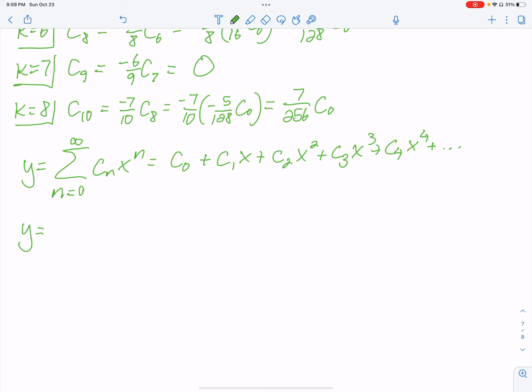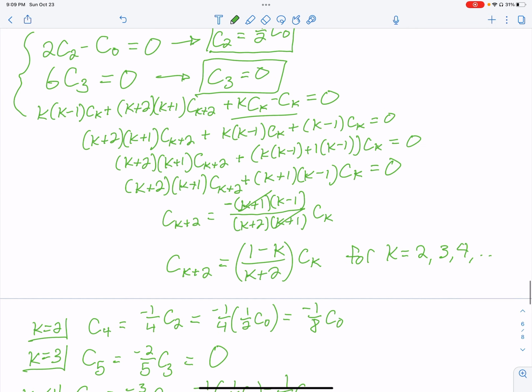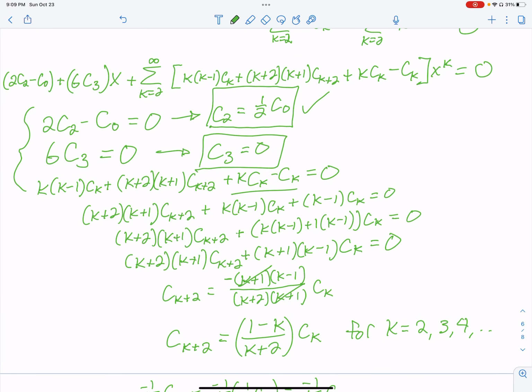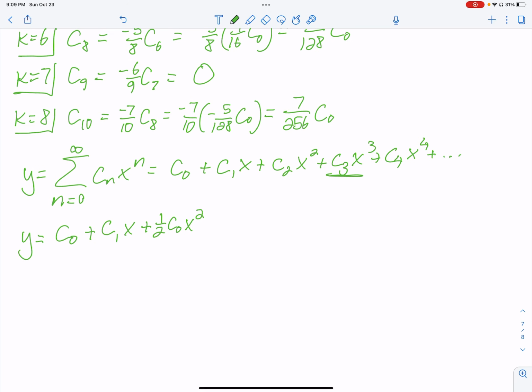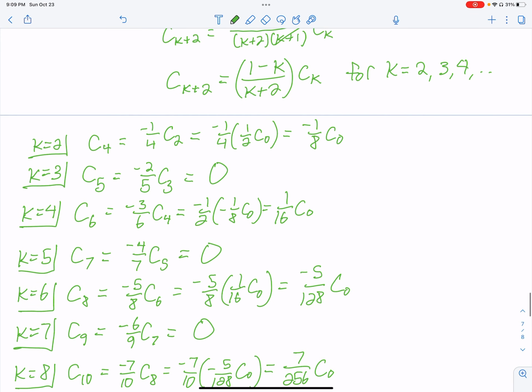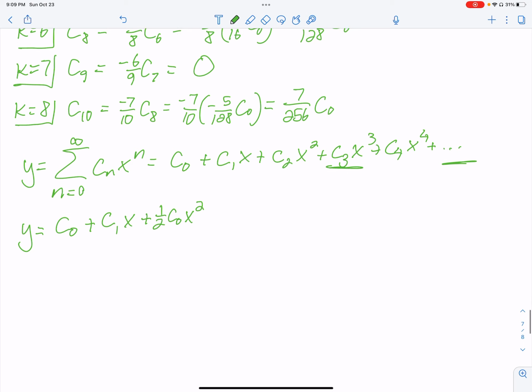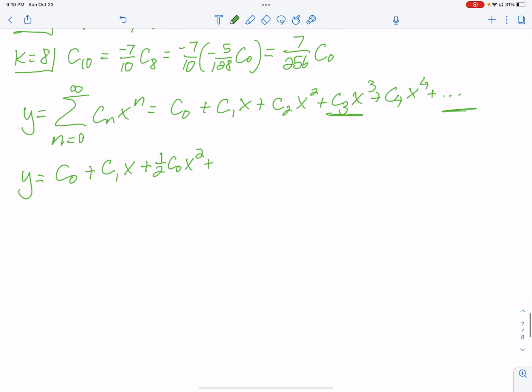So I write out my answer. C naught plus C1x. I didn't change any of that. And then I got to start filling everything in. Okay, C2, if I go back up and look, that was written right here. C2 is 1/2 C naught. So I get 1/2 C naught x squared. Now I know all the odd powers, because the odd powers, 3 goes with 3, then 5 would go with 5, those are all going to be 0 because my C odd powers are 0. So all those are gone. So now I got to deal with even ones. So that was C2. So now I need C4.